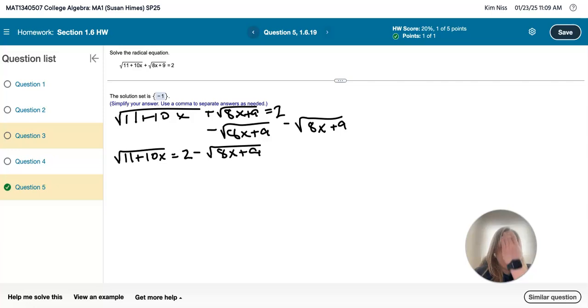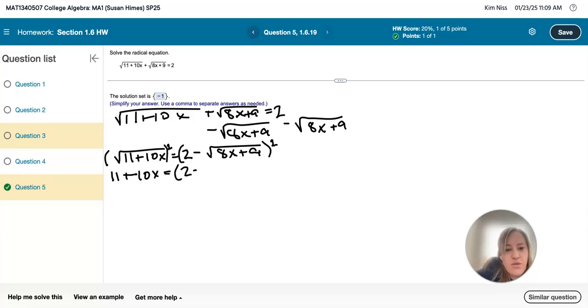Now you want to eliminate the radical on the left-hand side, and you do that by squaring it. But what you do to one side, you have to do to the other, so you have to square both sides. So then on the left-hand side, you're just left with 11 plus 10x. And then on the right-hand side, things get a little bit trickier. So you actually have to treat this just like you would any quadratic equation. You have to FOIL it out.